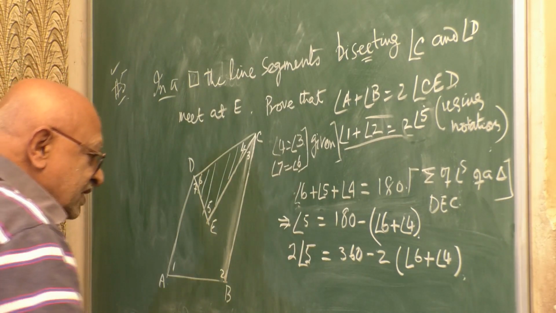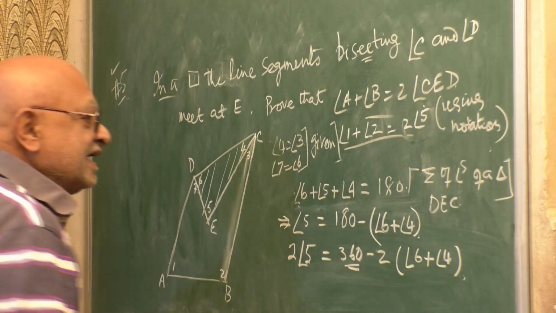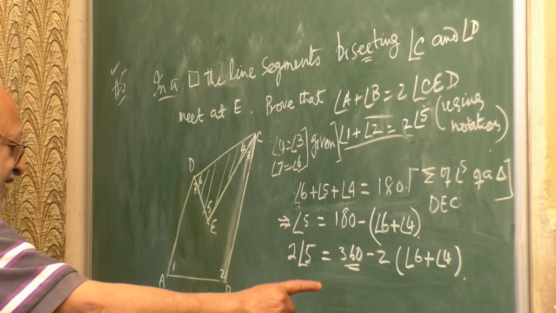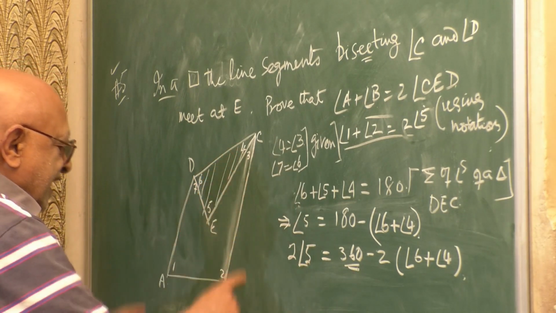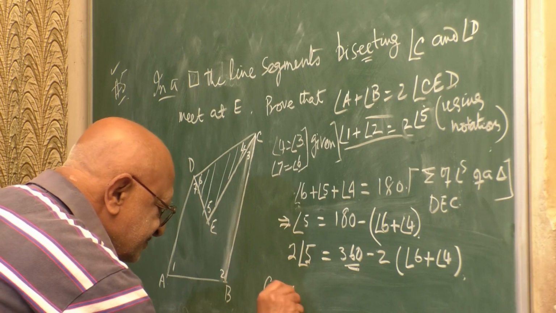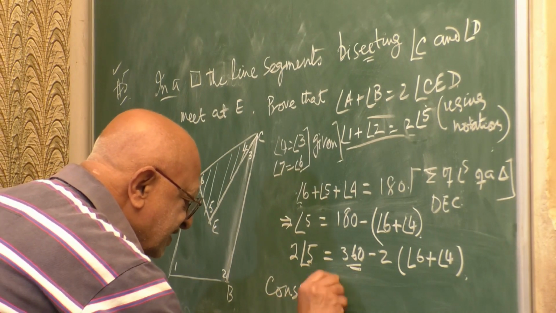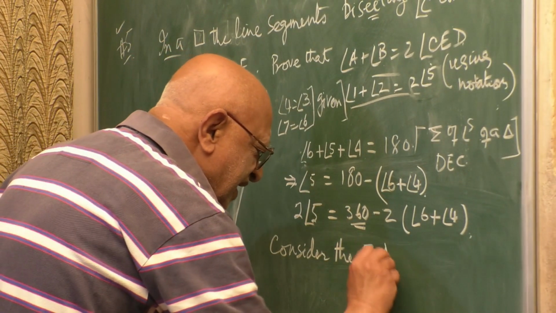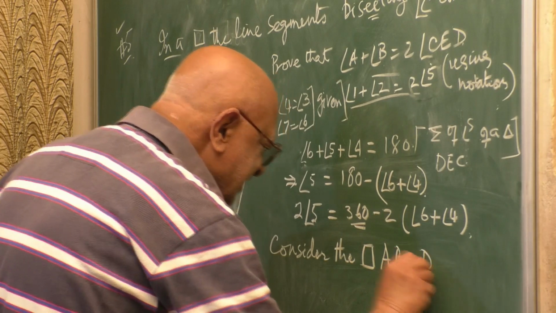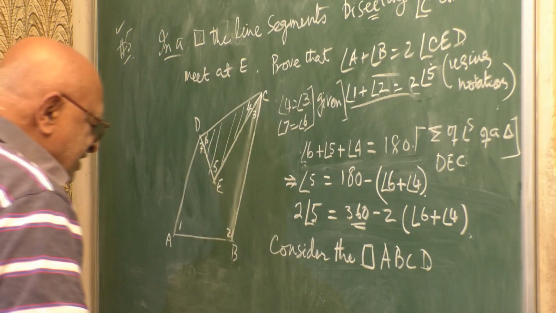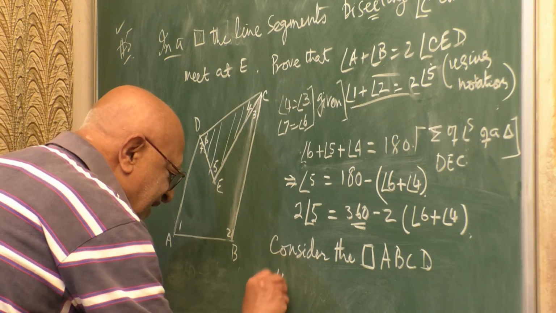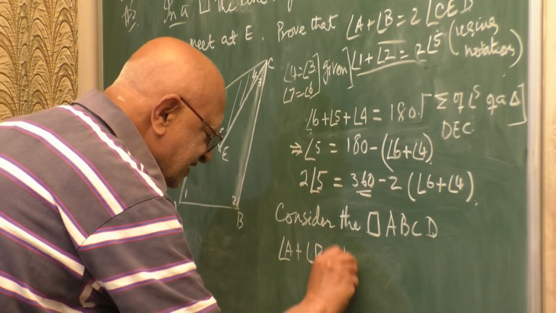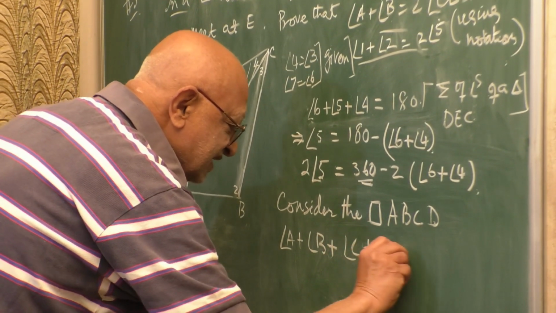Now let us see, we have 360 here and I have to bring in angle A and angle B. So instead of 360 here, I can consider the quadrilateral. I'll write the quadrilateral as A, B, C and D. If you look at this quadrilateral, then I can write angle A plus angle B plus angle C plus angle D is equal to 360.